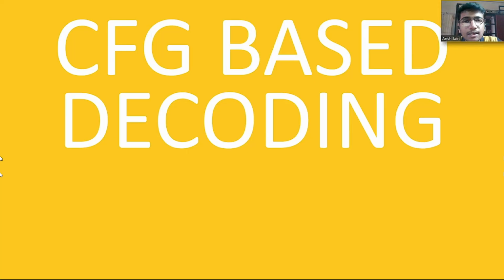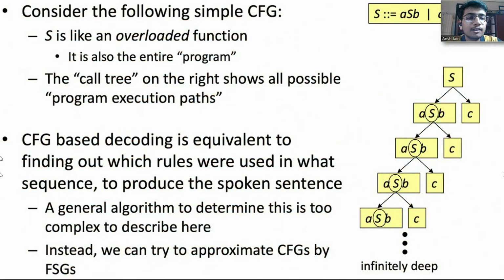Now we can see an even better approach by looking at CFG-based decoding. Let us consider the following example of a CFG. S is like an overloaded function which will eventually create the entire program. The call tree on the right side shows all the possible execution paths. CFG-based decoding is equivalent to finding out which rules were used in what sequence to produce the spoken sequence.